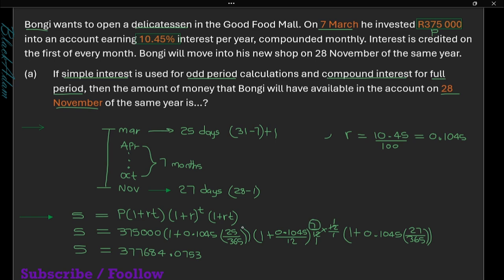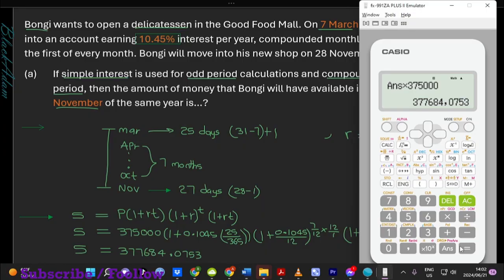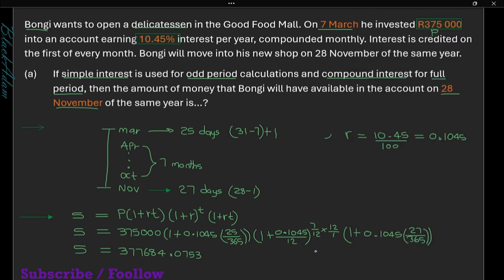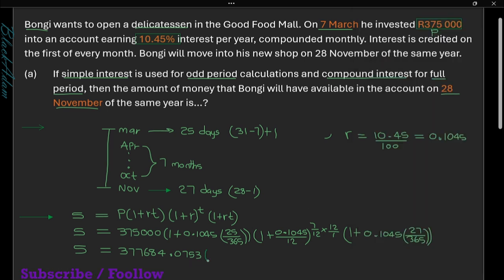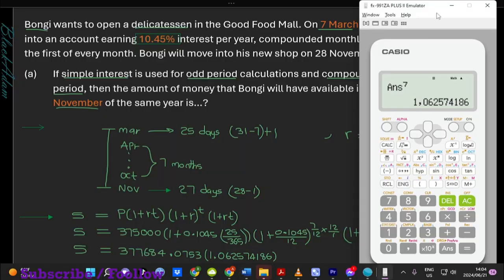Then we need to do the other part, the 7 months. We start with the bracket part, the inside: 0.1045 divided by 12, and then we add 1, giving us that part, and then we raise it to the power 7. That gives us 1.062574.